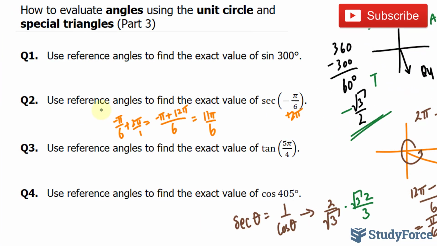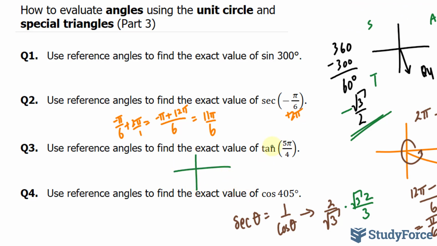In question number 3, they want us once again to use the reference angle. Now here we have tangent 5 pi over 4. If you locate this on a polar plane, you should find that it will be in the 3rd quadrant. Tangent is always positive in the 3rd quadrant. To find your reference angle, you take your angle, 5 pi over 4, and subtract it by the half circle, which is pi. Doing this correctly, you should end up with pi over 4.